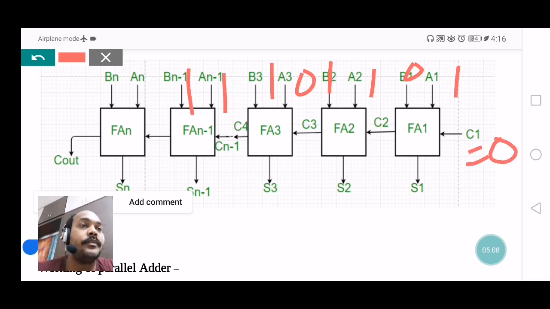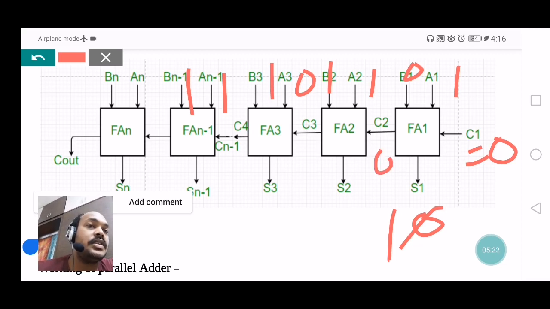So this is 0. According to the truth table of full adder, for 0 1 0, sum 1 is 1 and carry is 0. Okay, and this carry, which is the output of full adder 1, is connected to the input of full adder 2. So the carry is propagated from full adder 1 to full adder 2.